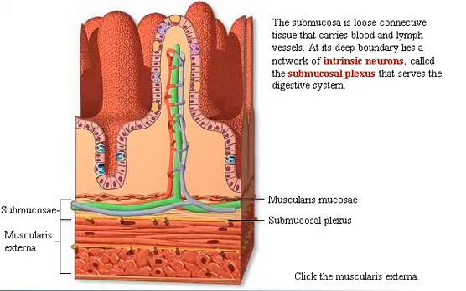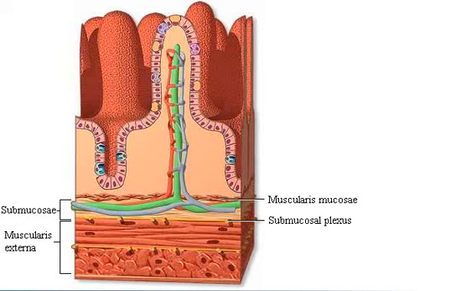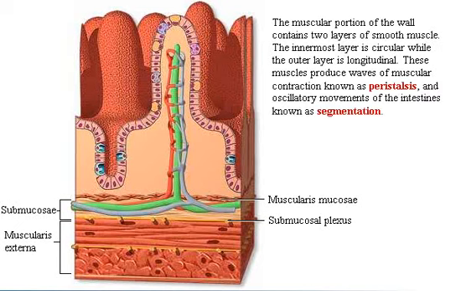Click the muscularis externa. The muscular portion of the wall contains 2 layers of smooth muscle. The innermost layer is circular, while the outer layer is longitudinal. These muscles produce waves of muscular contraction known as peristalsis and oscillatory movements of the intestines known as segmentation.